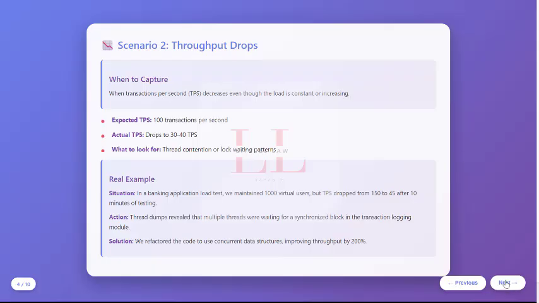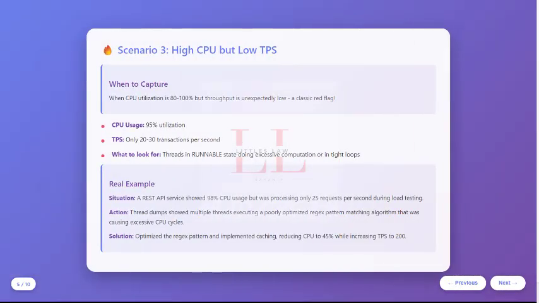Moving to the next interesting scenario, that is high CPU and low TPS. This is a very common one. This is what I call the performance paradox, because of high CPU utilization but low transactions per second. This is actually one of the most common issues that you will encounter in performance testing. And here is what it looks like.